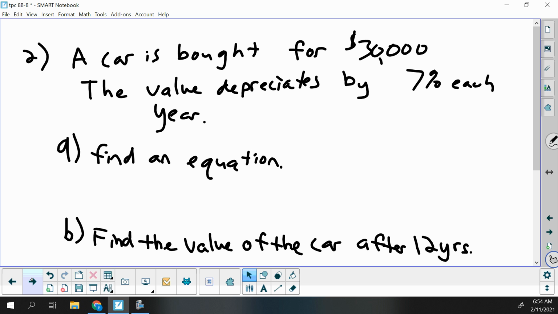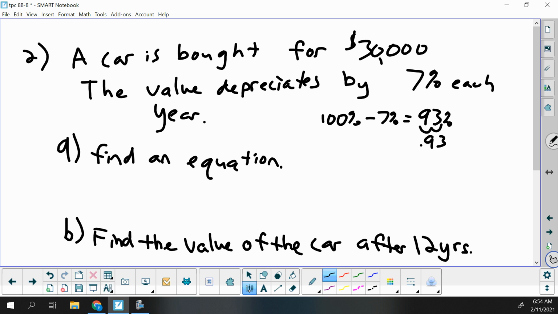Our next one, a car is bought for $30,000. The value depreciates by 7% each year. So to find your base value, if you are increasing or decreasing by a percent, start with 100%. Depreciating means going down, so we're going to subtract 7%. 100% minus 7% will give us 93%. Switch that to a decimal, that would be 0.93.